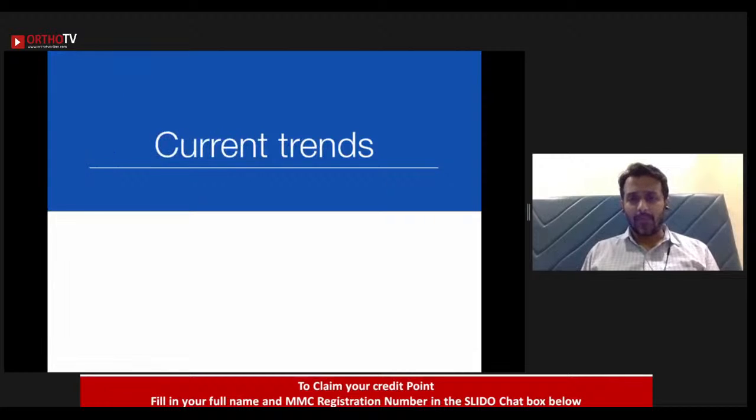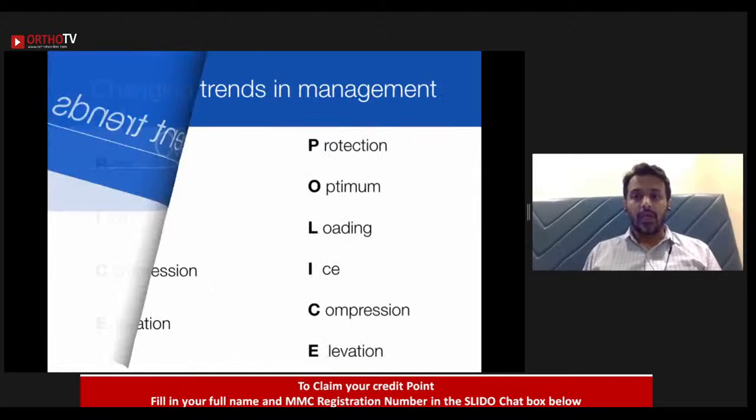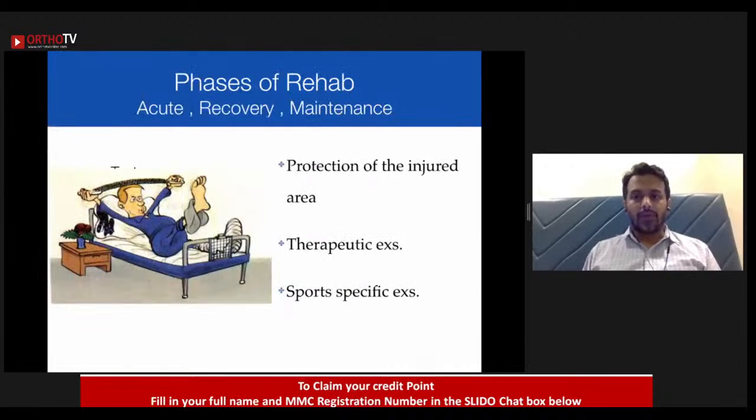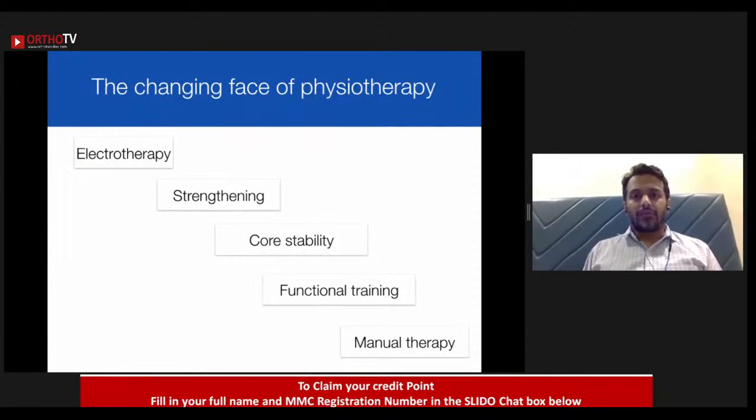And current trends that are happening, as Milind sir showed in physiotherapy, are about what optimum loading is, rather than just rest. Subsequently, prevention of the injured area, therapeutic exercises and sport specific exercises are now guided by a supervised therapist. And physiotherapy has changed from electrotherapy or wax bath, where we have very little role of wax, and has now gone more into strengthening, core stability, functional training, and manual therapy, where they do releases and stretches.